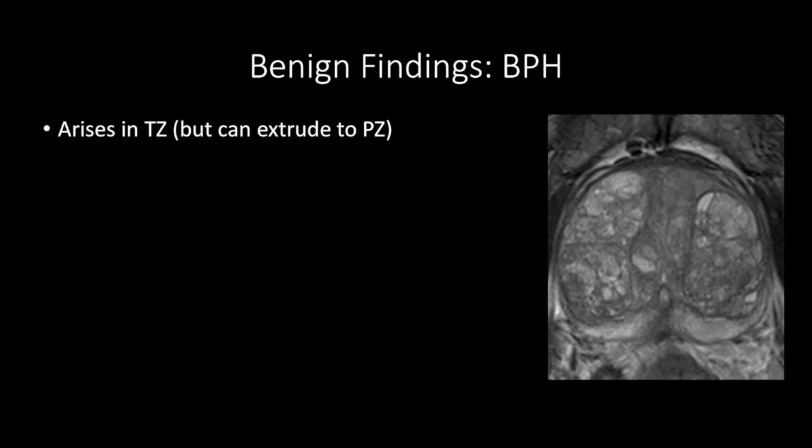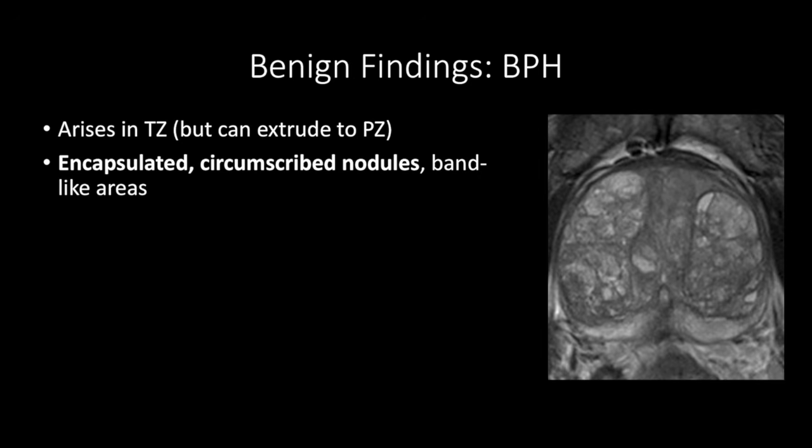Firstly, and most importantly, let's talk about BPH changes, or benign prostatic hyperplasia. So BPH changes happen in response to testosterone, and the changes themselves arise in the transition zone, or TZ, though occasionally you can get extruded nodules into the PZ. BPH changes themselves consist of stromal and glandular hyperplasia, and they can look like well-circumscribed nodules, encapsulated nodules, and band-like areas.